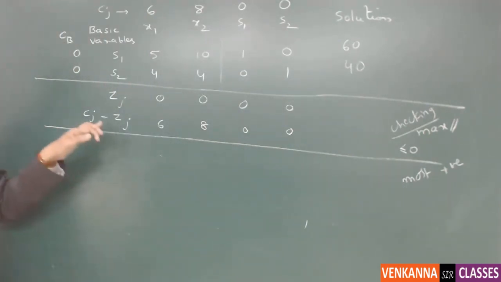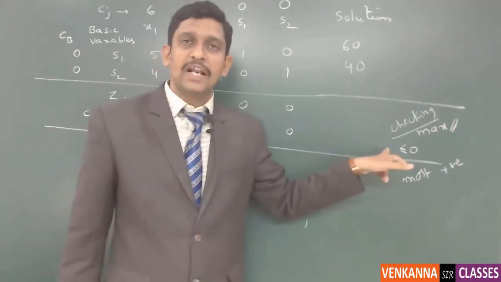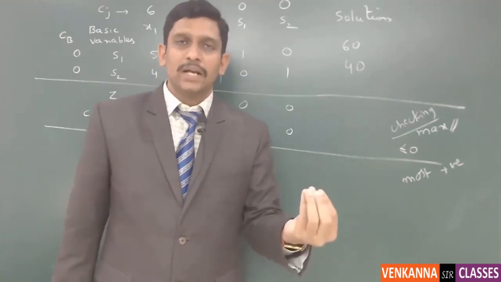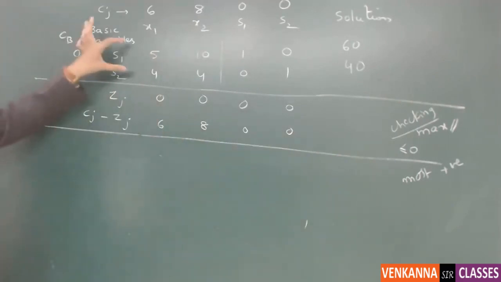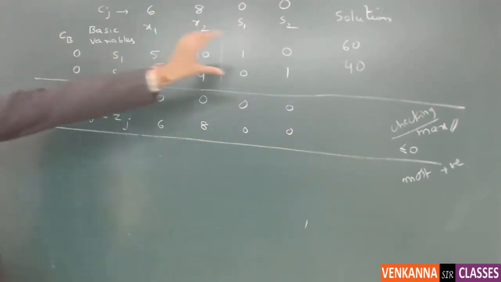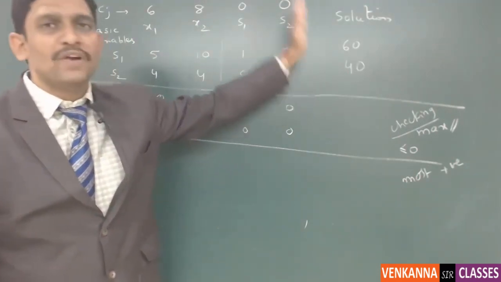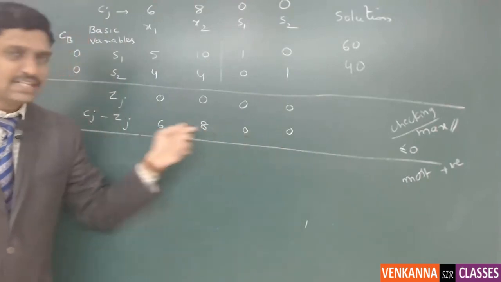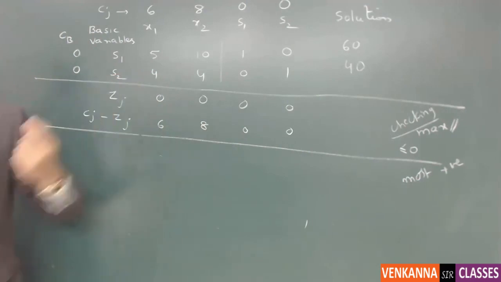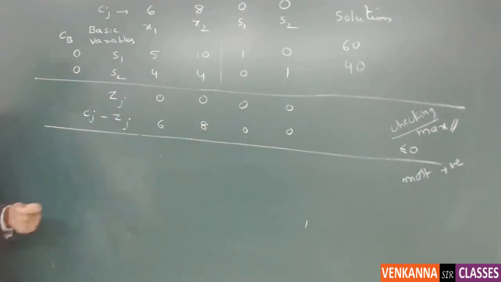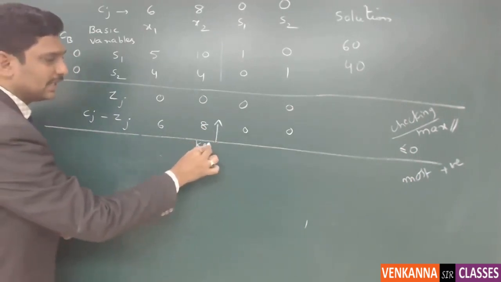The thing is, after finding Cj minus Zj, if all the values are less than or equal to 0, we confirm that the solution is optimal, and the values taken here at the end, in the solution part, are nothing but the actual solution for the given LP. If it is not that, then among the values, we go with the most positive value. So this column we are going to select is called the key column.